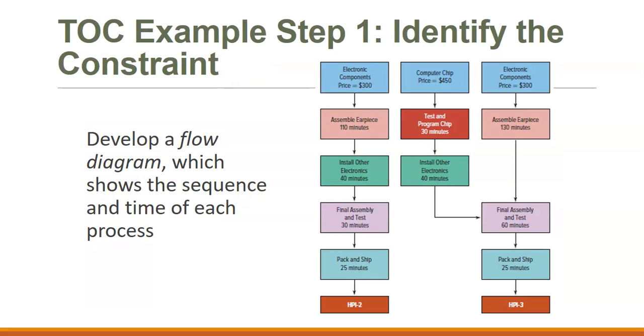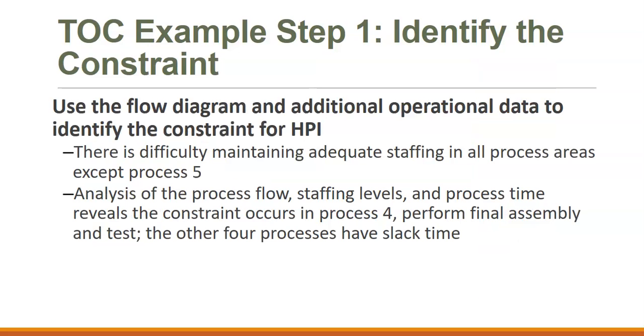So the first thing is we would look for what is our constraint by developing a flow diagram which shows the sequence and time of all of our processes. So we have the direct materials, assembly, installation, final assembly and testing, and then packaging and shipping. So we use the flow diagram and additional operational data to look for the constraint.